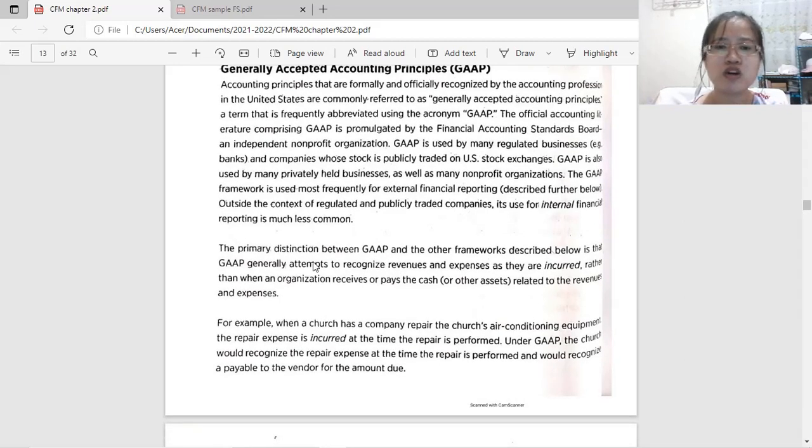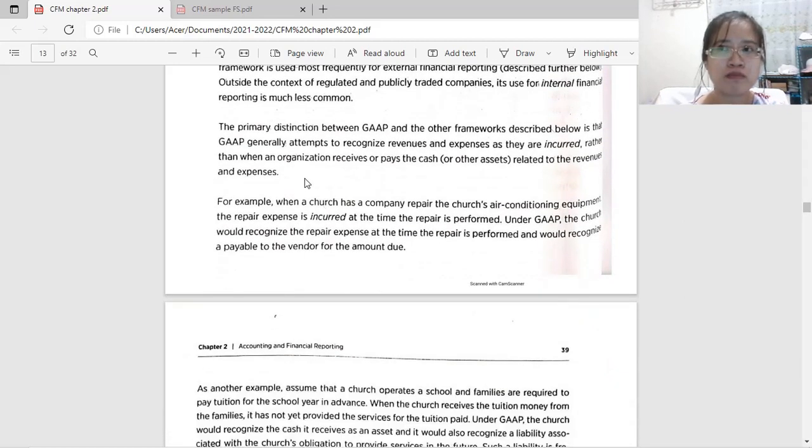Another would be going concern. In recording transactions, we use cost instead of the market value of the assets of the company. Going concern is an assumption that the company is going to continue operating in the years to come. So that's why the assets are recorded at cost. All transactions are recorded at cost.